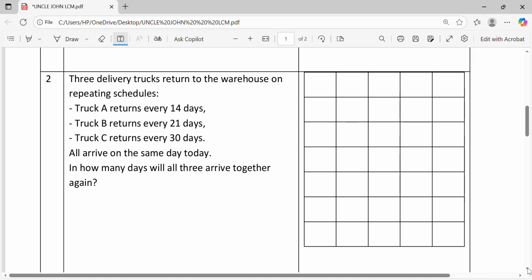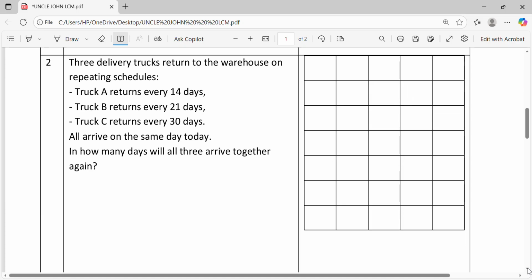3 delivery trucks return to the warehouse on repeating schedules. Truck A returns every 14 days. Truck B returns every 21 days. Truck C returns every 30 days. All arrive on the same day together. In how many days will all three arrive together again?